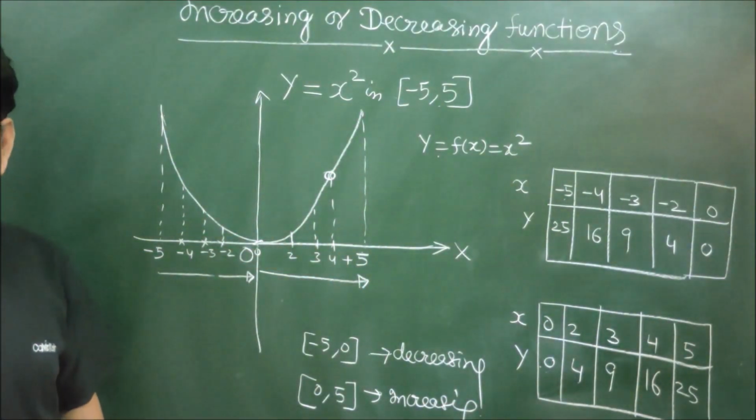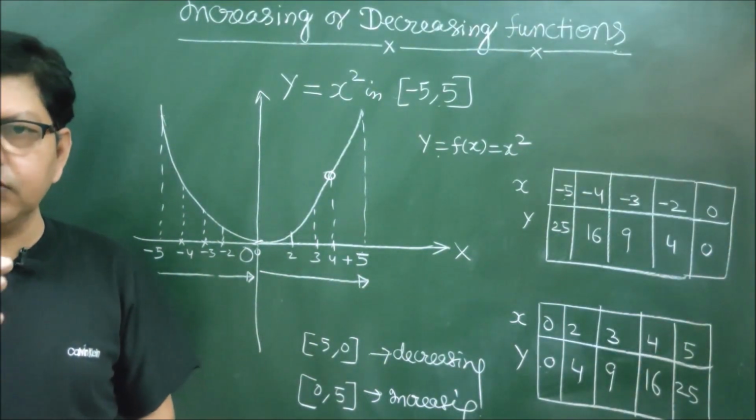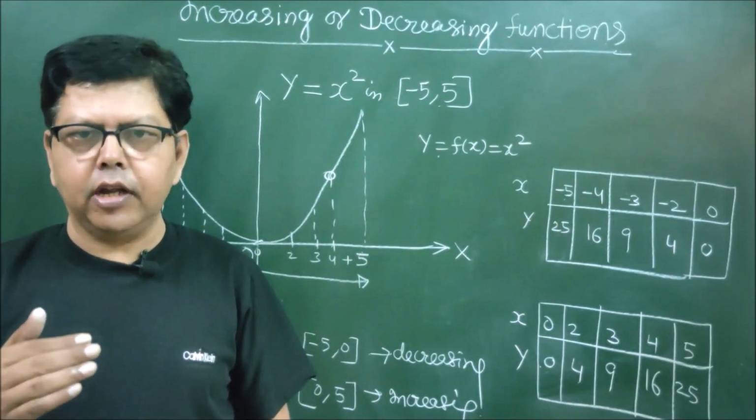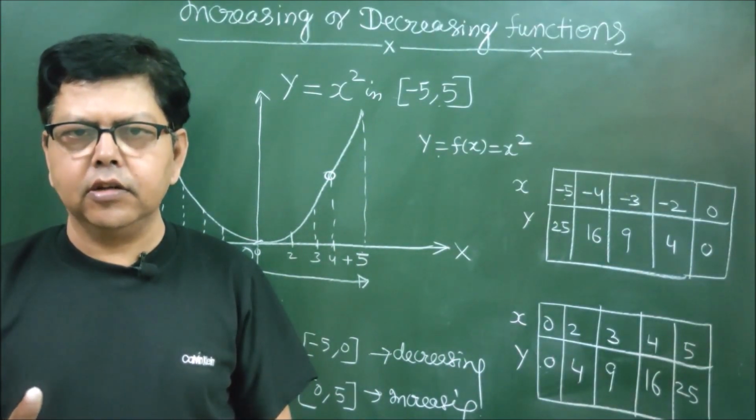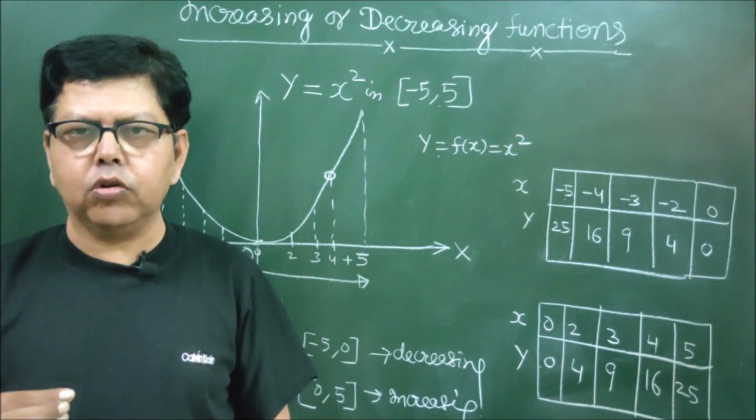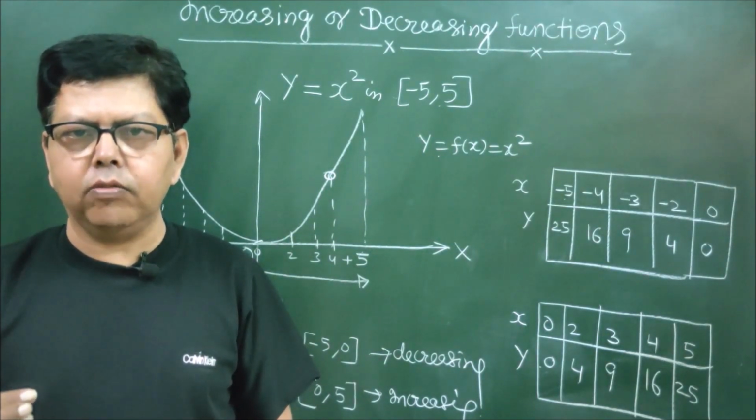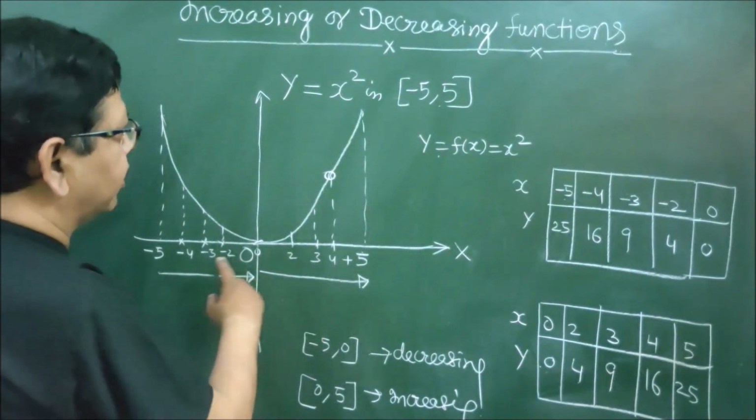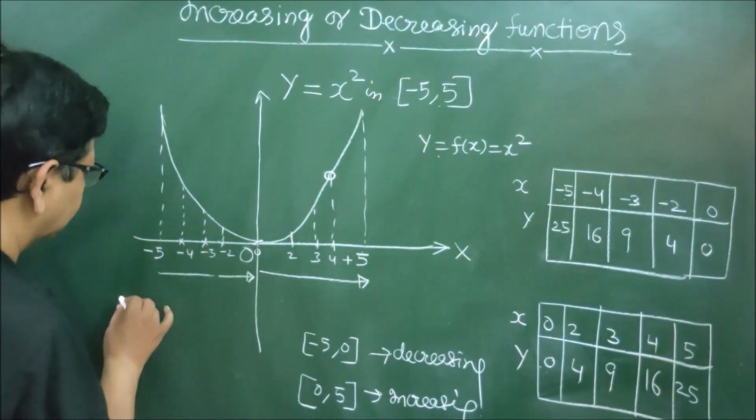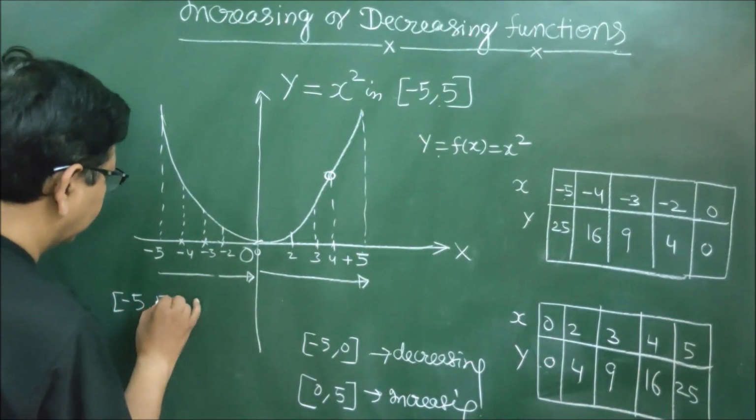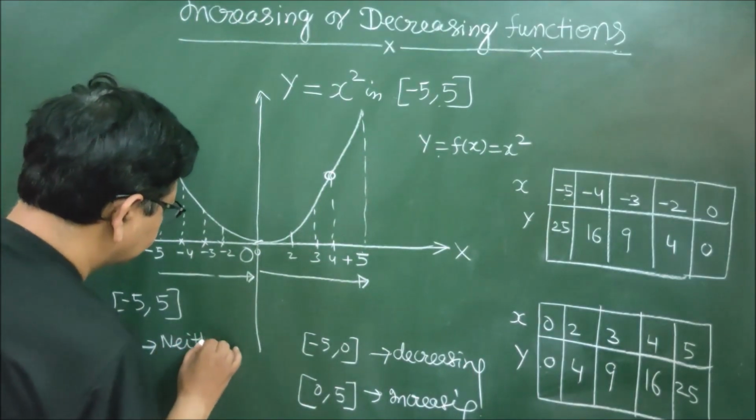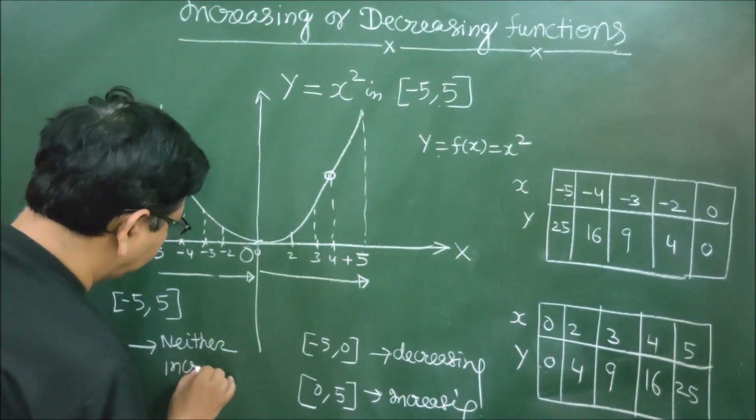So if in an interval the value of the function goes on decreasing on increasing the value of x, the function is decreasing. And if the value of the function goes on increasing when we increase the value of x, then the function is said to be increasing. Now in the whole interval from minus 5 to 5, if we study this function, then it is neither increasing nor decreasing.